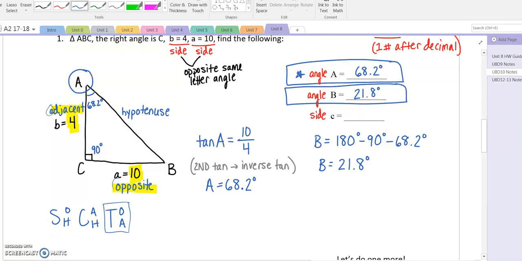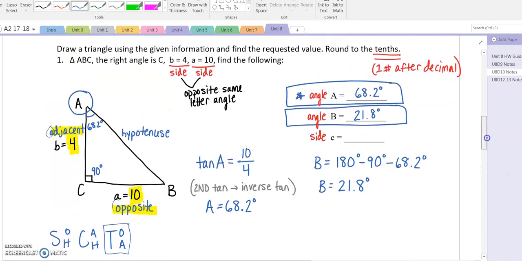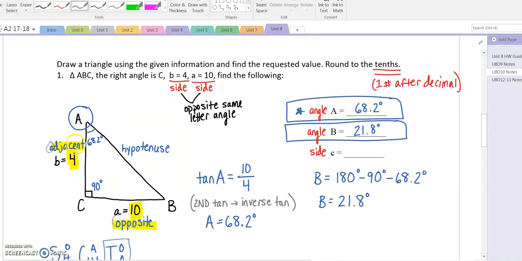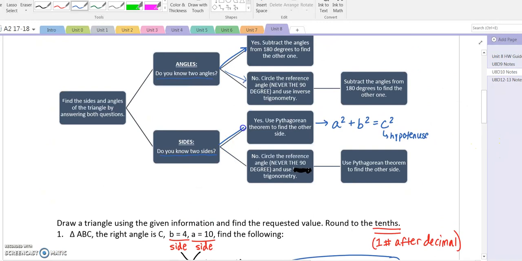Okay, last thing I'm solving for is my side C. Again, I'm going to look back up at my flowchart for sides now. It says sides, do you know two sides? Well, I do, because I know this side B is 4, this side A is 10. So if the answer is yes, I'm going to use Pythagorean theorem to find the other side, and that's this right here. A squared plus B squared equals C squared, where C is the hypotenuse.